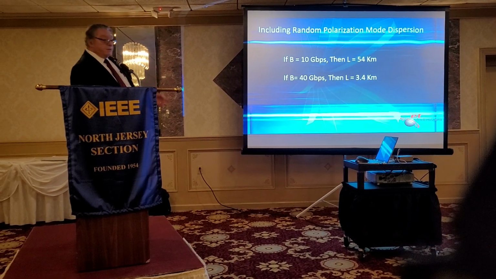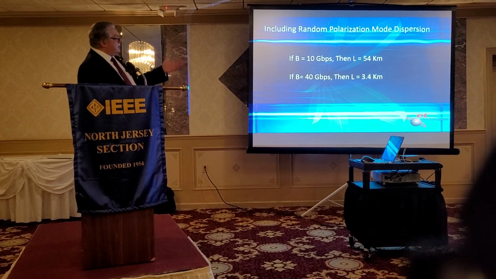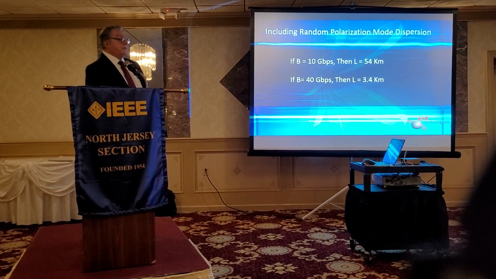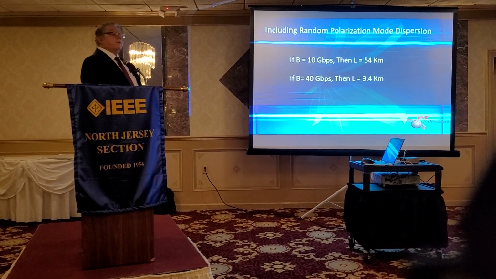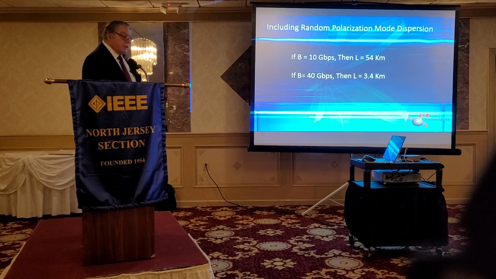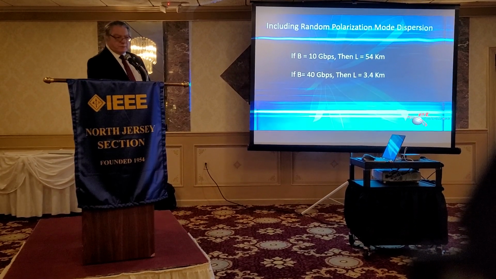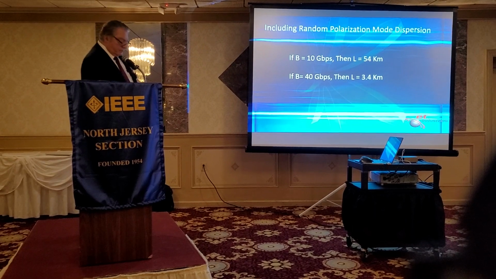If we add the polarization dispersion, then we drop by about 10%. We have 54 kilometers for 10 gigabits per second and 3.4 kilometers for 40 gigabits per second. So most of the time, we use 1 gigabit per second because it can go 6,000 kilometers without any problems. We need nothing.